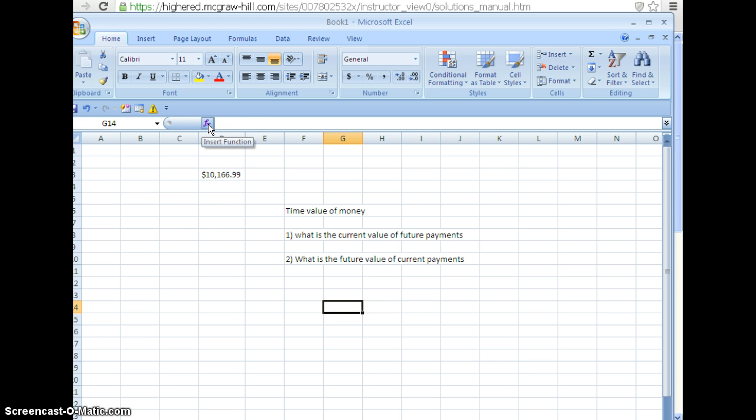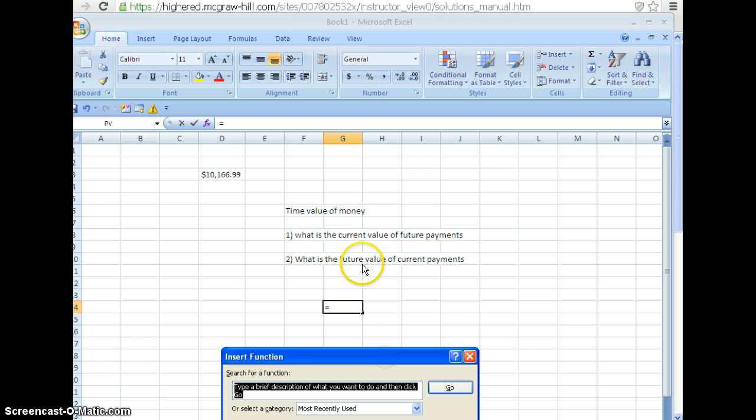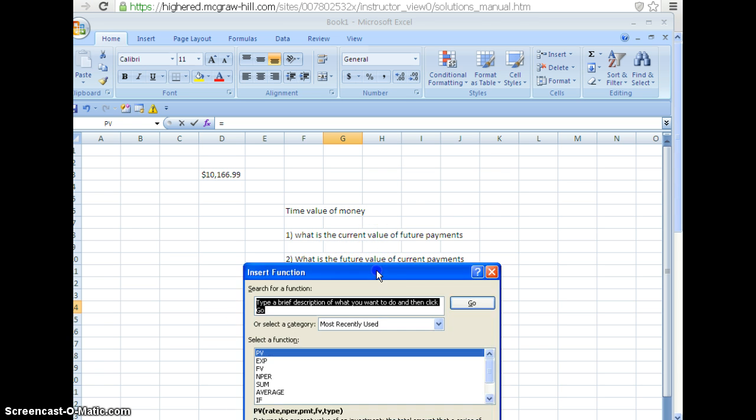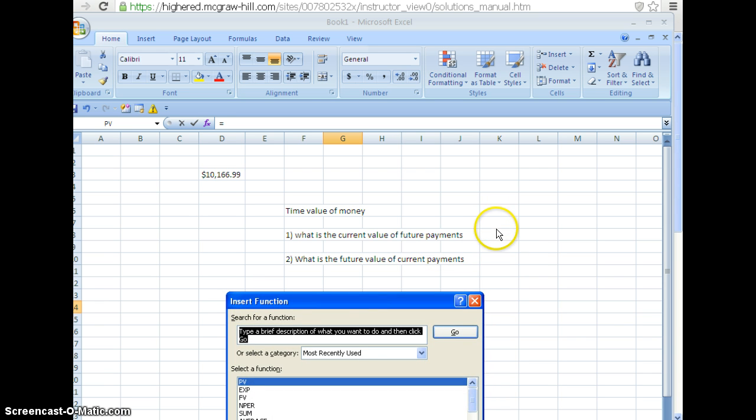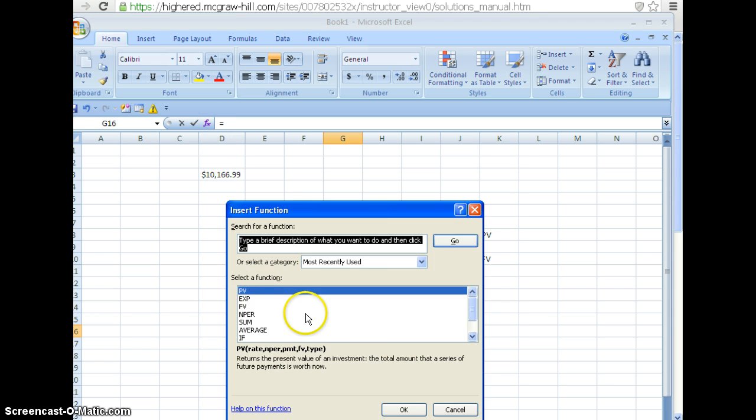fx to insert function. We're solving for present value. We're trying to find out what a future payment is going to be. What is the current value of a future payment? We want to find out what it's worth today. It's called present value. This is called PV, and this is called FV. We're solving for PV today. Present value. So here we go. Present value. It's already up.